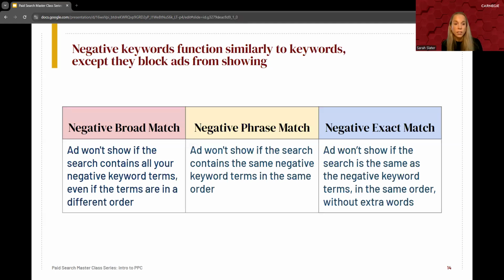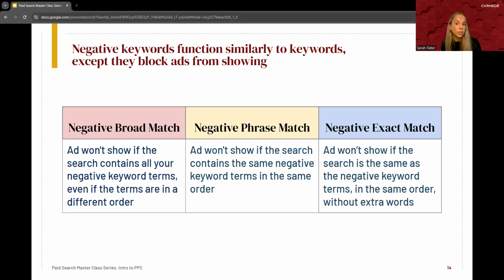Now, we've of course talked about keywords that we want our ads to show for, but we have the opposite function as well with negative keywords, which will block ads from showing. So we want to ensure that we don't show for specific searches. Starting off with negative broad match keywords.